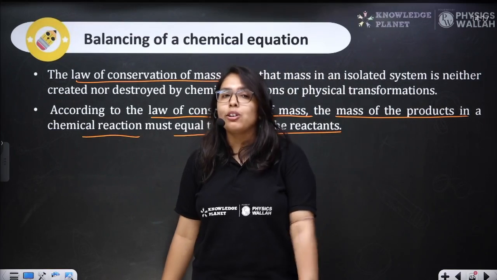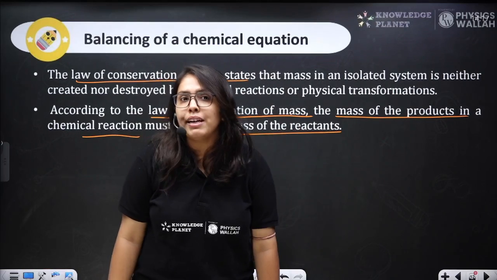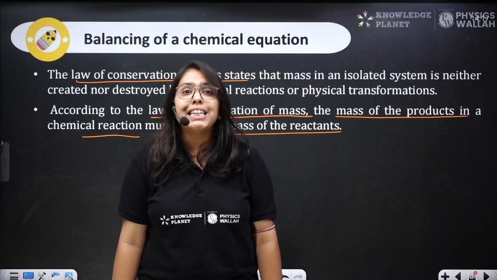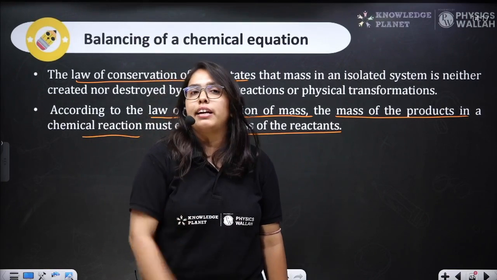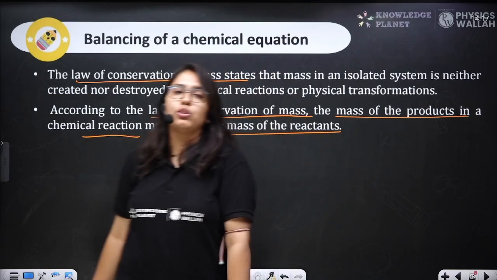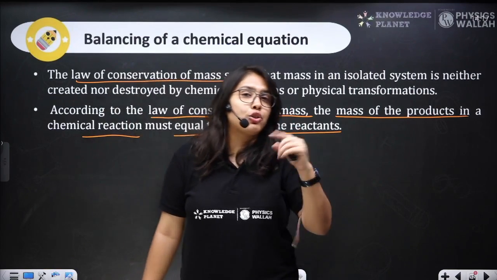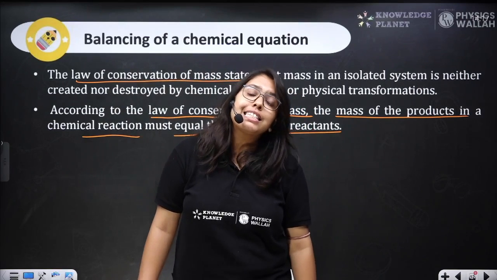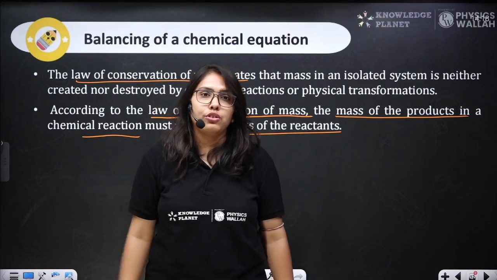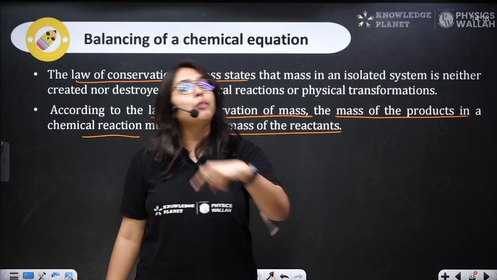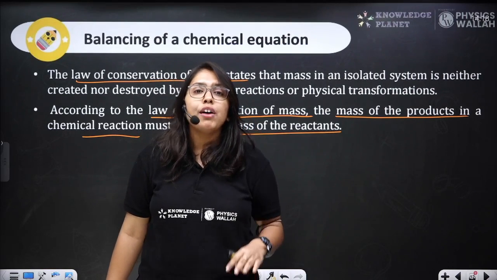Now that is possible when the number of elements present in the reactant side is the same as that present in the product side. So let's say if 2 moles of hydrogen are reacting, that makes 4 atoms of hydrogen. That means in the product side we should have 4 atoms of hydrogen. Let's say if 2 moles of oxygen are interacting, that means there are 4 atoms of oxygen interacting. Then in the product side also we should have 4 atoms.